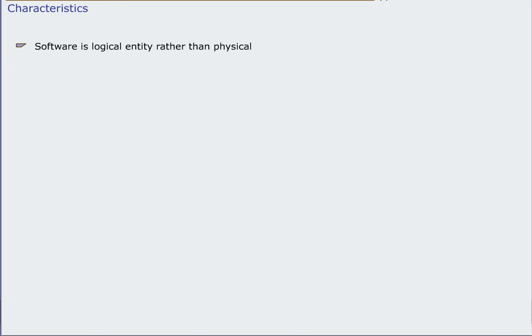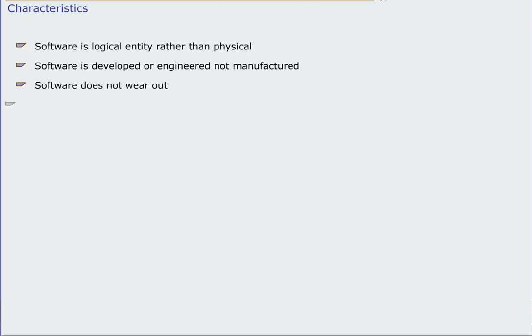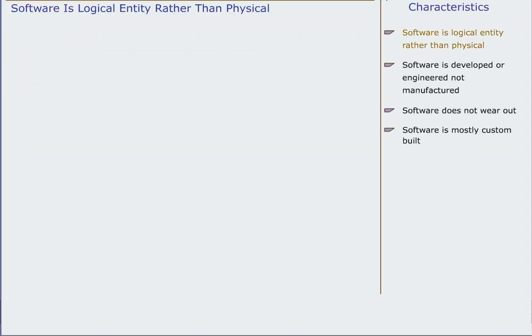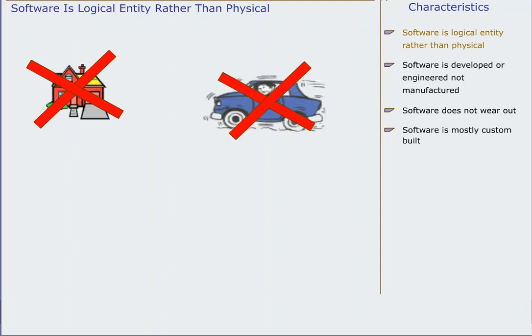That is, software is more like a logical entity rather than a physical one. Software is developed or engineered, not manufactured. Software does not wear out. Software is mostly custom built. Software is more like a logical entity rather than a physical one. Software is not like a house or a car. It is an invisible entity that makes computer hardware work in a desired manner.